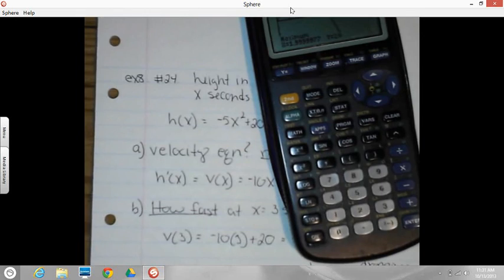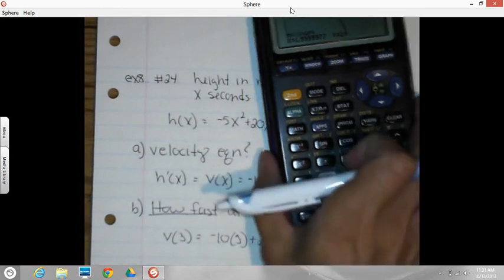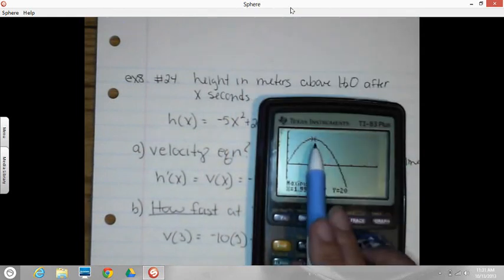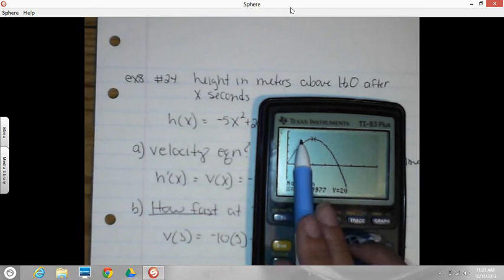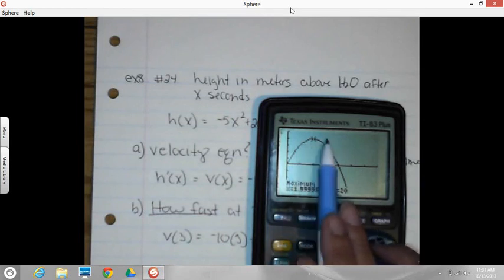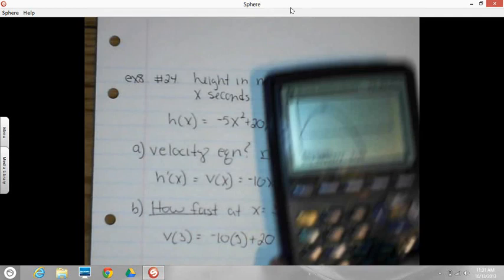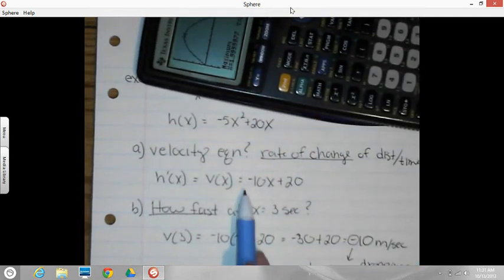Well, how could I have used calculus to answer the same question? Well, we have to remember the connection. A derivative at a max, because the tangent line is flat there, the derivative is always 0 at the max. All I would have had to do was take this derivative equation and set it equal to 0.